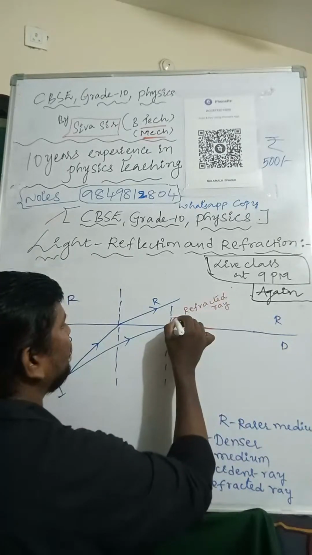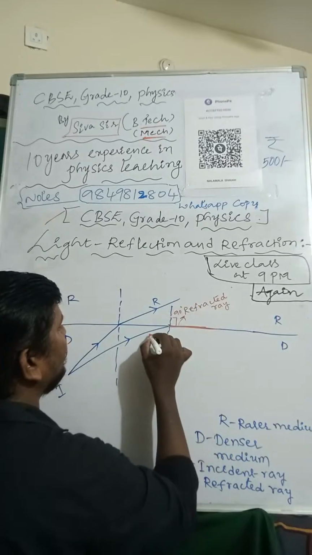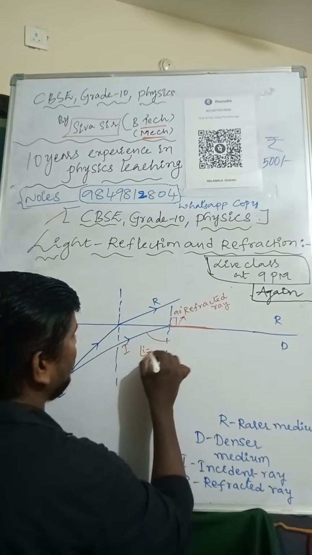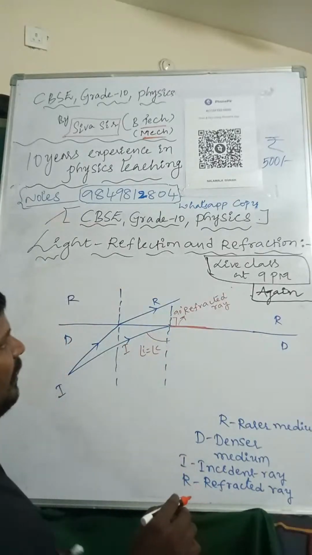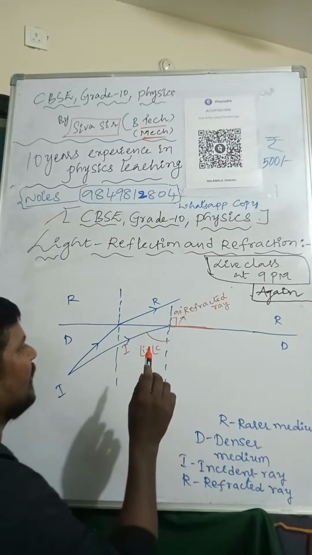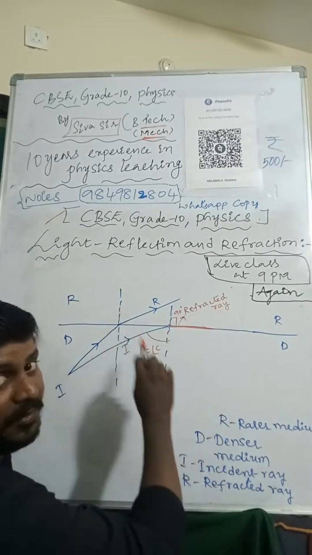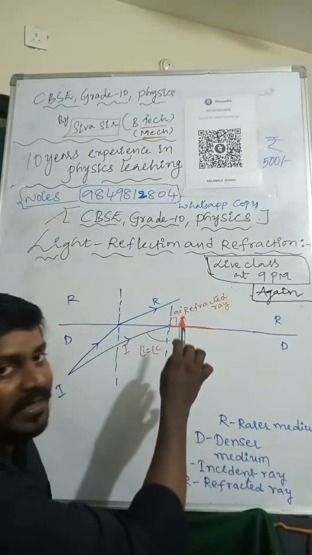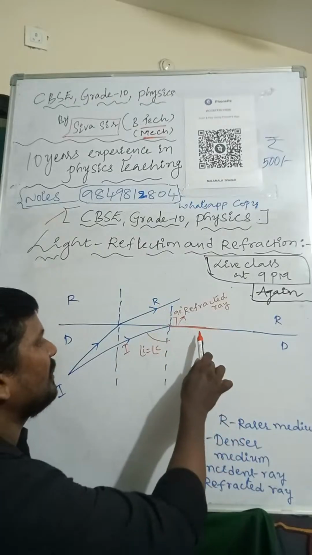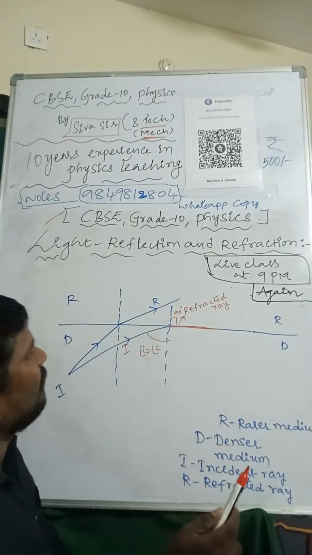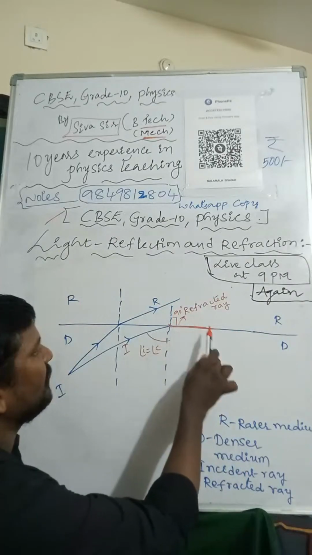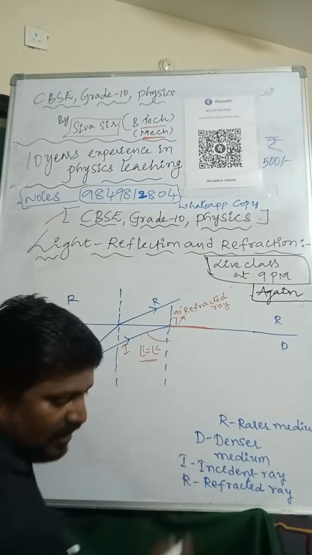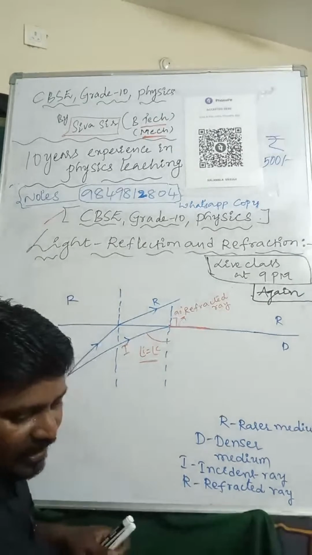And here it makes 90 degrees. This is the incident ray, and this is the angle. The angle of incidence is nothing but angle C, the critical angle. If the light ray is moving from denser to rarer, in the rarer medium the refracted ray makes 90 degrees with the normal line. That angle is called the critical angle. So you can see here, this is the critical angle.